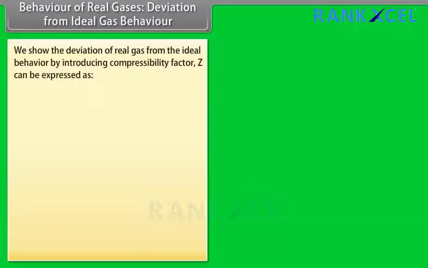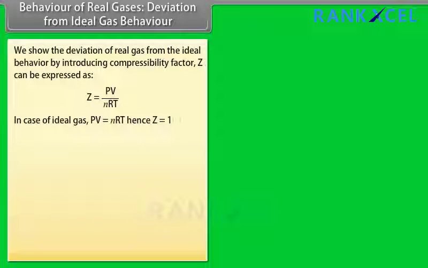Behavior of real gases. Deviation from ideal gas behavior. We show the deviation of real gas from the ideal behavior by introducing the compressibility factor Z. Z can be expressed as Z = PV/nRT. In case of an ideal gas, PV = nRT. Hence, Z = 1.